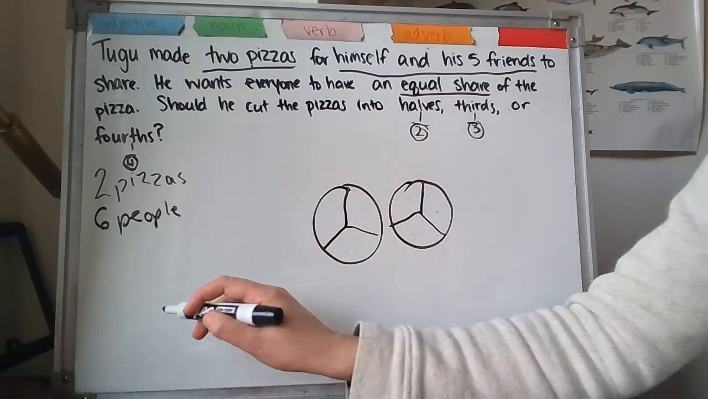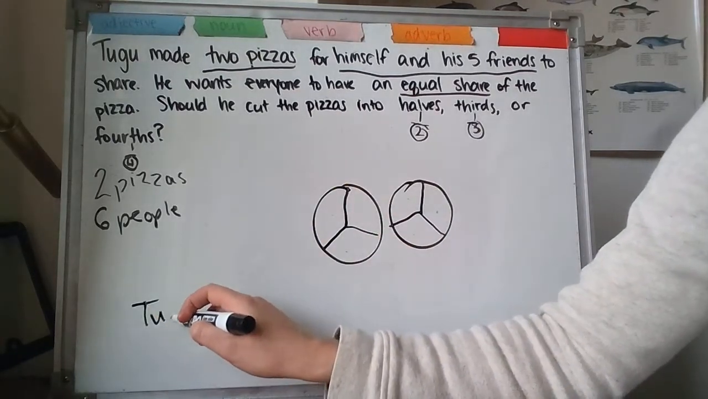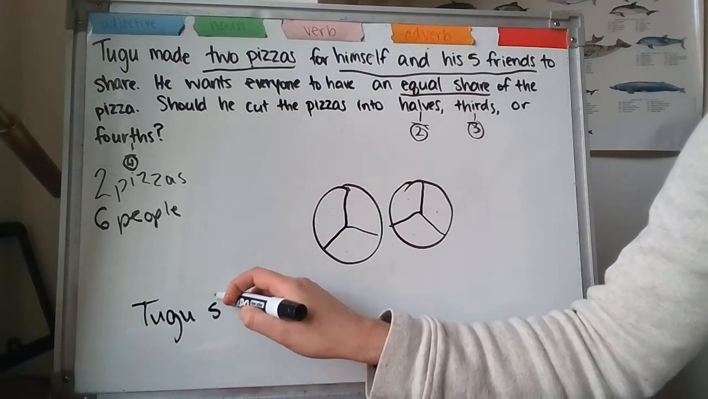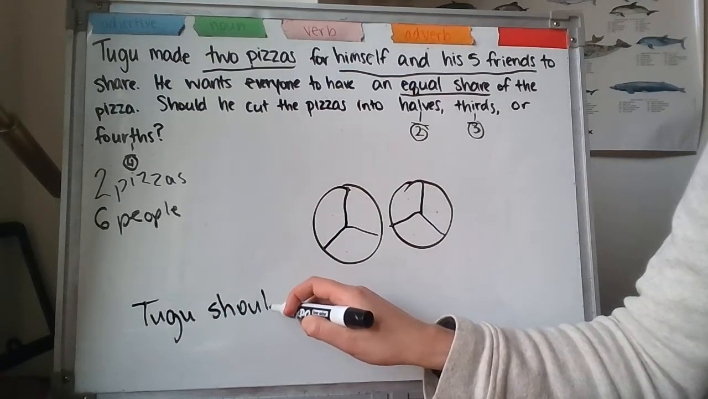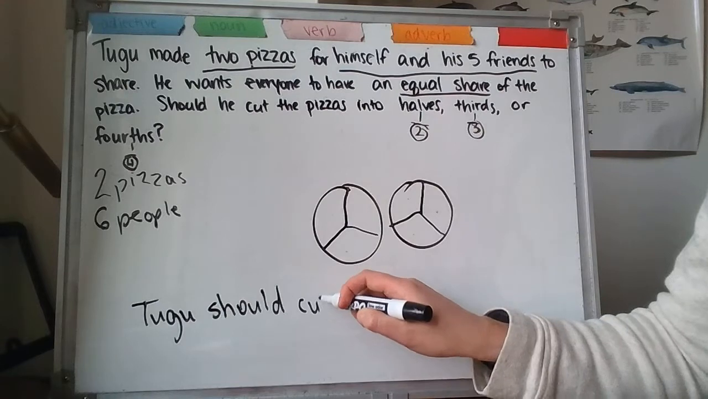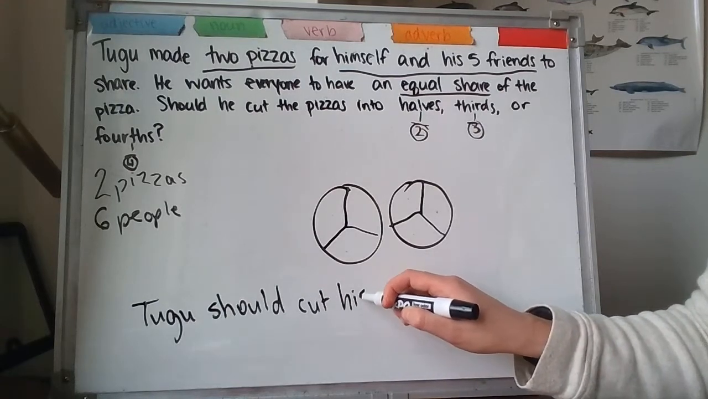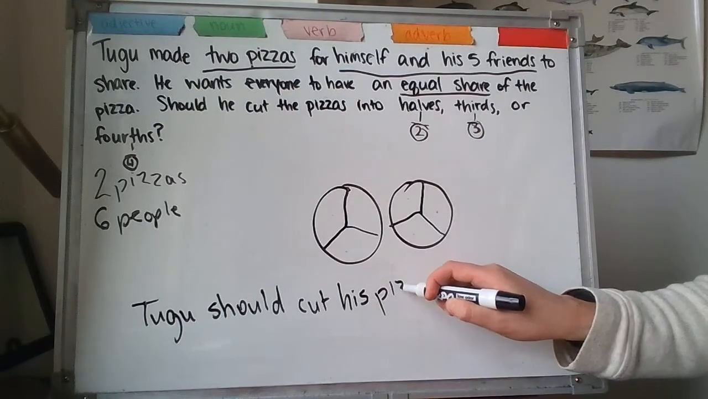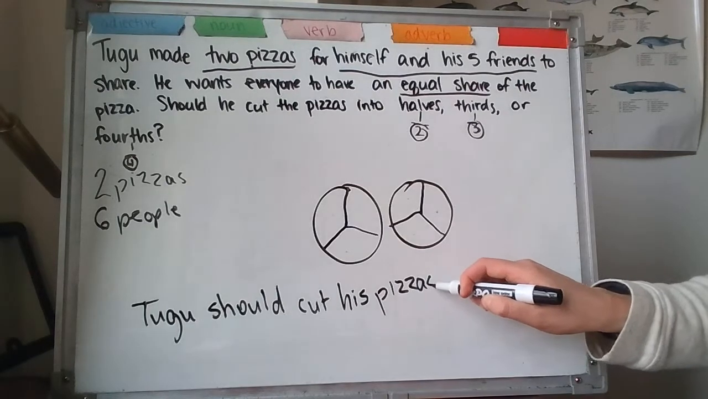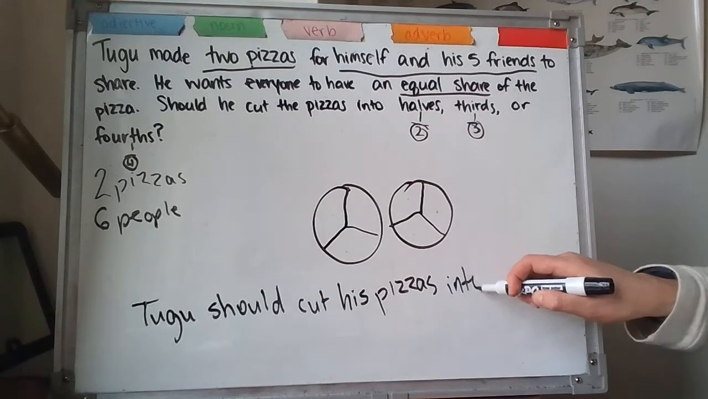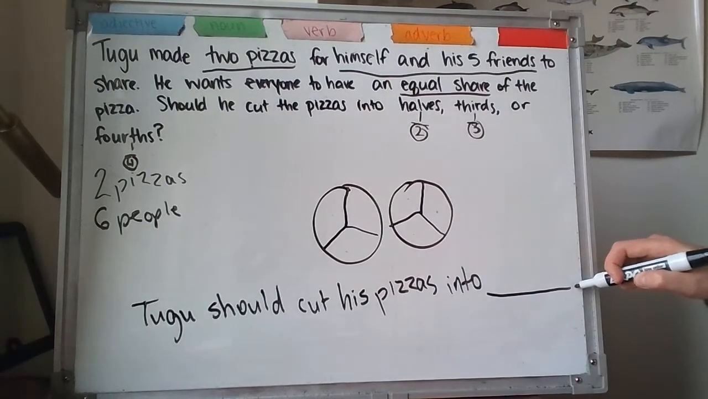So Tugu should cut his pizzas into, should he cut it into halves, thirds, or fourths?